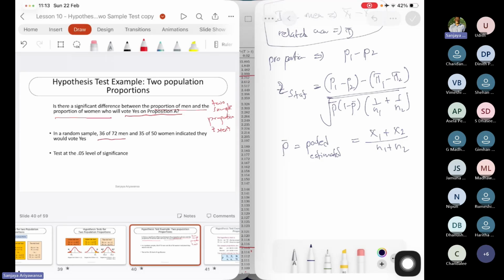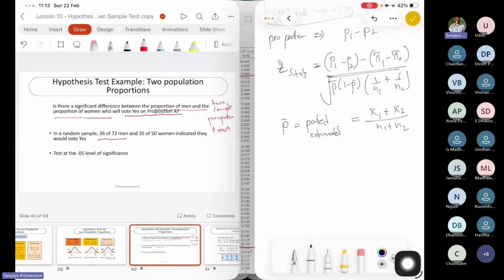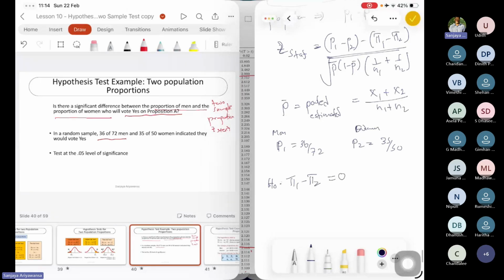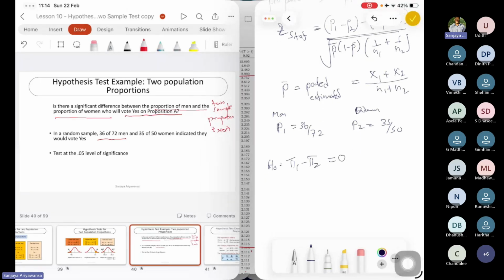Who will vote yes on proposition A? In a random sample, 36 out of 72 men, I'll call that P1, 36 out of 72, and for women, 5 out of 50. We are asked whether there's a difference between the proportion of men and the proportion of women. So H naught is, there is no difference between the proportion of men and women in voting for this proposition A.